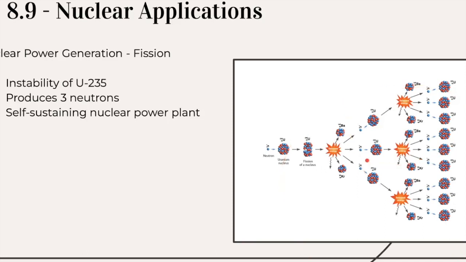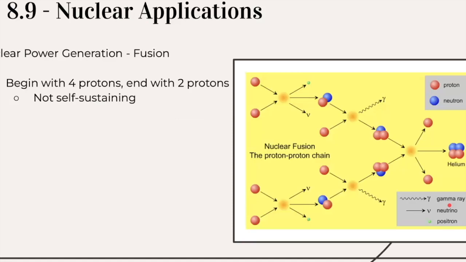Basically this is a nuclear power plant, and it's important to recognize that nuclear power plants are self-sustaining and need to be kept under control. Usually we use rods to slow down this process, but as you can see, this cycle is never going to stop. And then when it comes to nuclear power generation with fusion, it's slightly different.